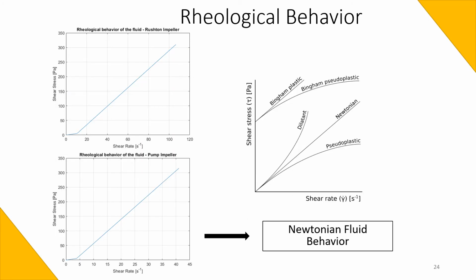As it is observed in the results of the rheological behavior of the simulation for each impeller, it can be concluded that the fluid used for the simulation was a Newtonian fluid because the shear stress has a linear behavior regarding the shear rate. This is the typical behavior of a Newtonian fluid, and it has been widely documented in literature. The result was expected as the simulated fluid was water and has a constant viscosity.